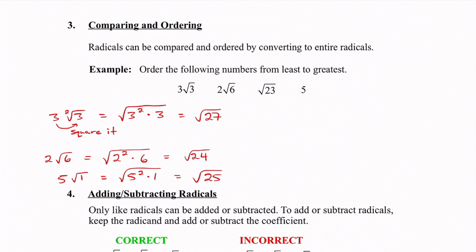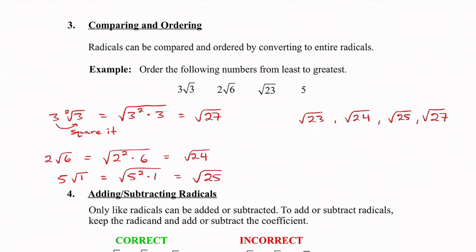So that one's good. So now we're going to arrange it from least to greatest. So that's smallest to biggest. So 23 is the smallest, then 24, then 25, then 27. So that is going to be our order. So I'm going to write that. We got root 23, then we had root 24, root 25, and then root 27.